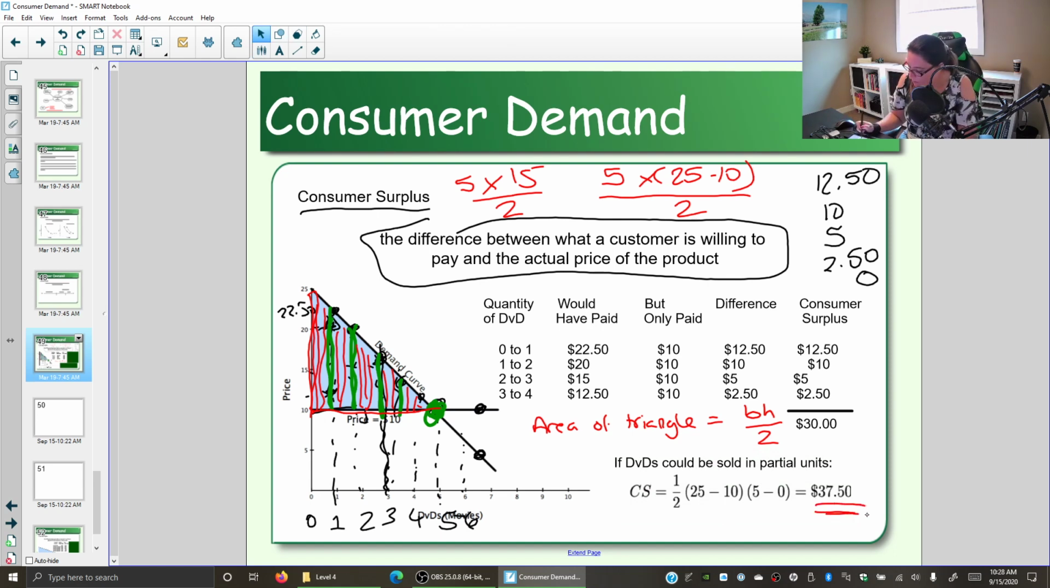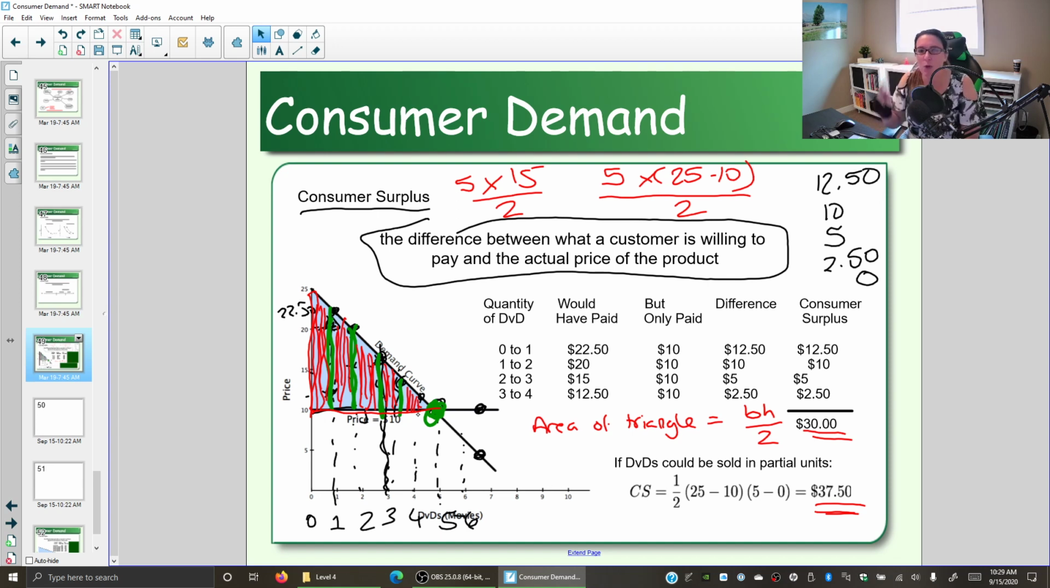So notice the consumer surplus here is more than the consumer surplus before. Why? Well, that's because when we include all the deals that are in between, there's extra deals to be had, and we're gaining an extra value of $7.50 for all those deals in between. So the total deal we're getting is $37.50. That is the extra value to us beyond the price that we paid for it. So we want to maximize the consumer surplus. When we go and purchase something, we want to maximize the deal to us.